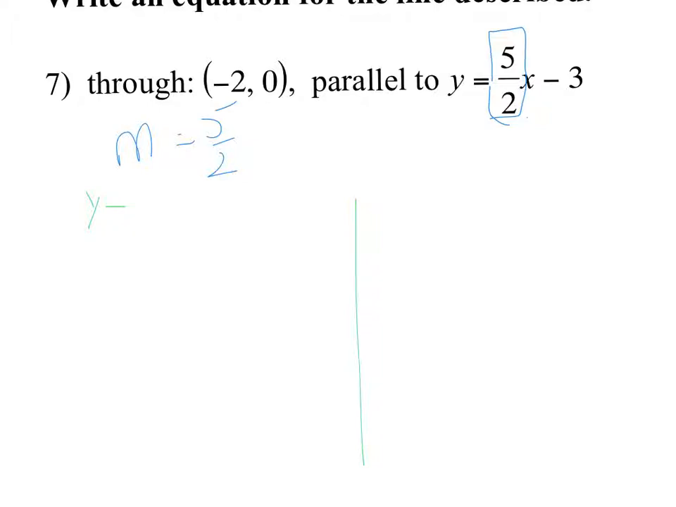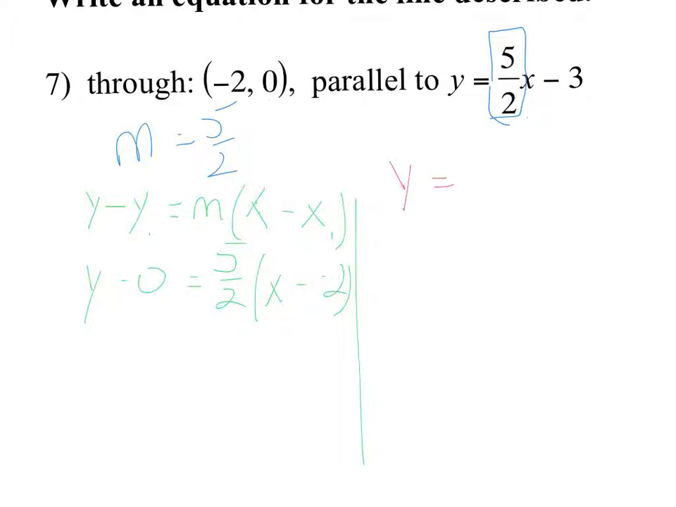The standard way you guys tend to learn that is y minus y1 is equal to m times x minus x1. And if I plug things in, my point negative 2 comma 0 is going to be y minus 0 is equal to m, which is 5 over 2, times x minus negative 2 for my x coordinate, and I'm done. I don't have to do anything else. I can stop there. The other way would be to write this as y equals mx plus b.